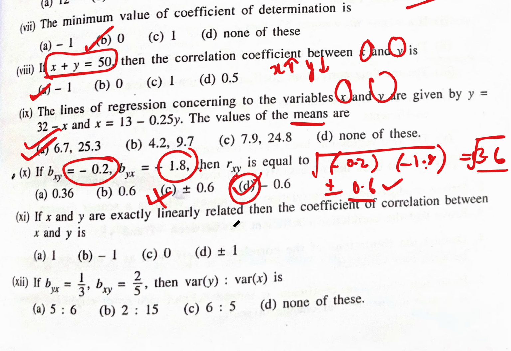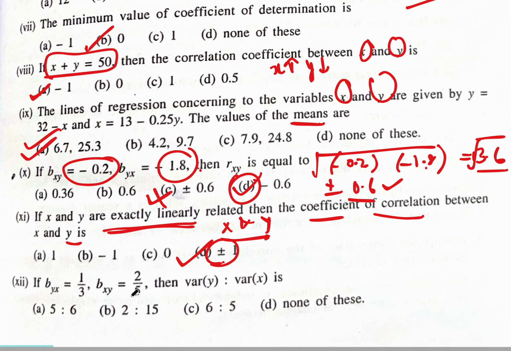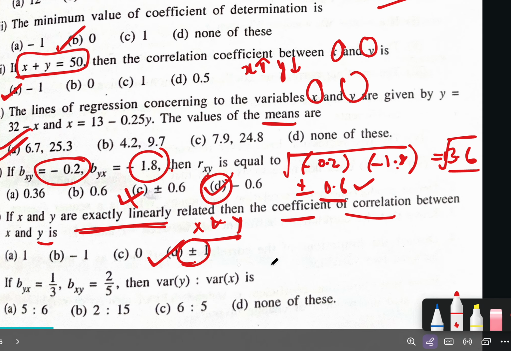I'm sorry if somebody's here trying to find the genius. The genius is to be made, not born. Yes. So if x and y are linearly related, then coefficient of correlation between x and y is, yeah, it's this only. Okay, we just derived this formula.